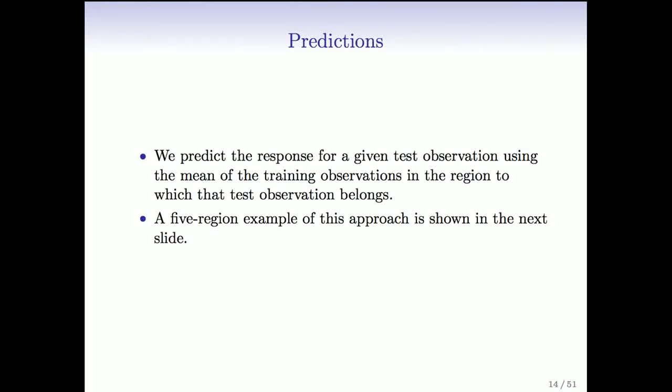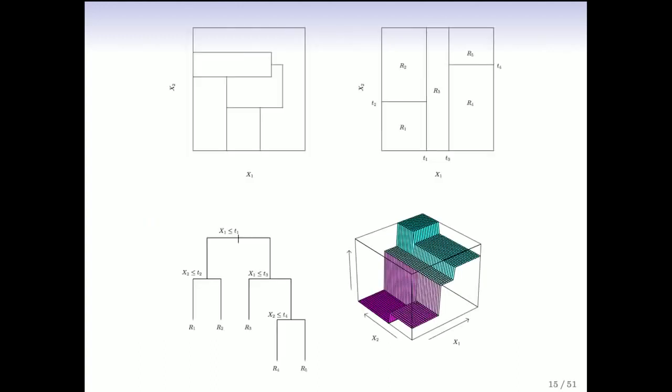At any point, once a tree is built, you'd predict the test observation by passing it down the tree, obeying each of the splits. It'll end up in a terminal node, and then you'll use the mean of the training observations in that region to make the prediction. Let's look at a slightly bigger example, a cartoon example in the next slide.